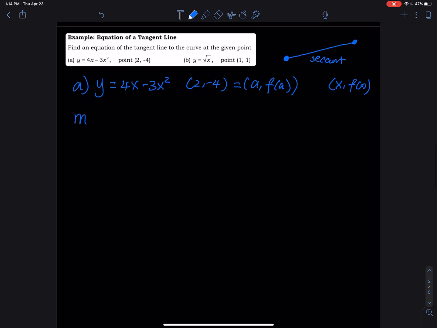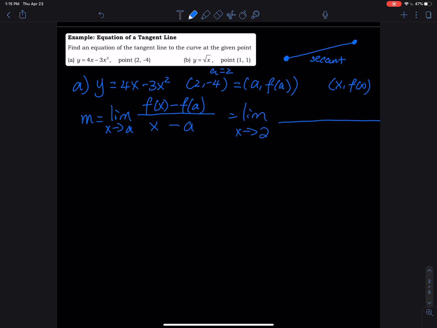The slope is m equals the limit as x approaches 2. I will just start with the formula. So as x approaches a, we have (f(x) minus f(a)) divided by (x minus a), that is y2 minus y1 divided by x2 minus x1. And here we have a equals 2, right? So you have the limit as x approaches 2, and then you have the y value, which is the given function, subtract f(a), right?